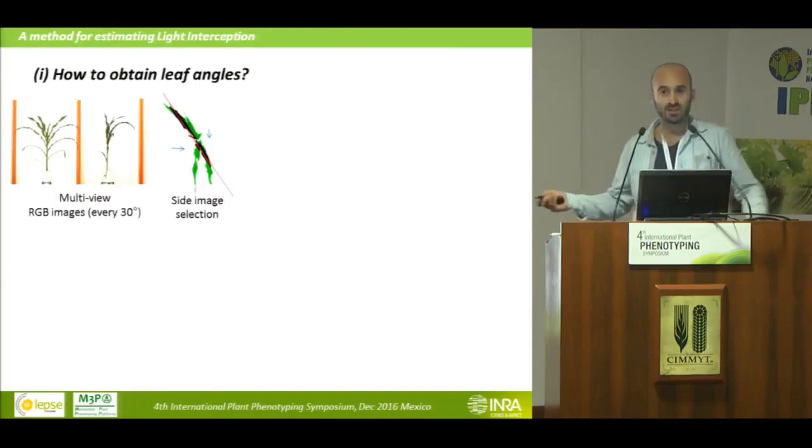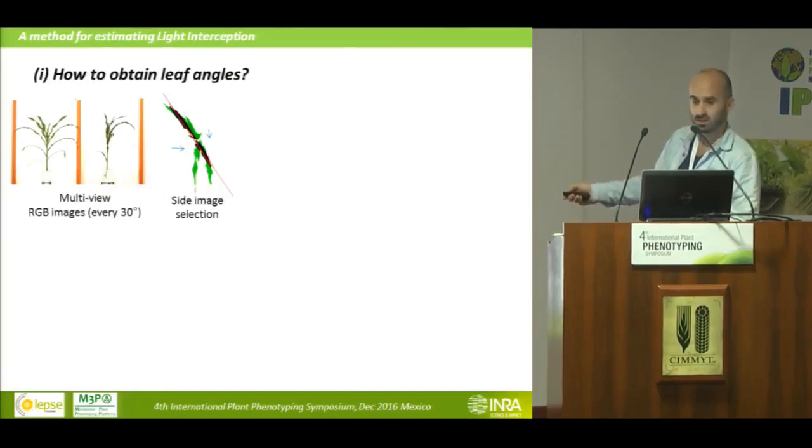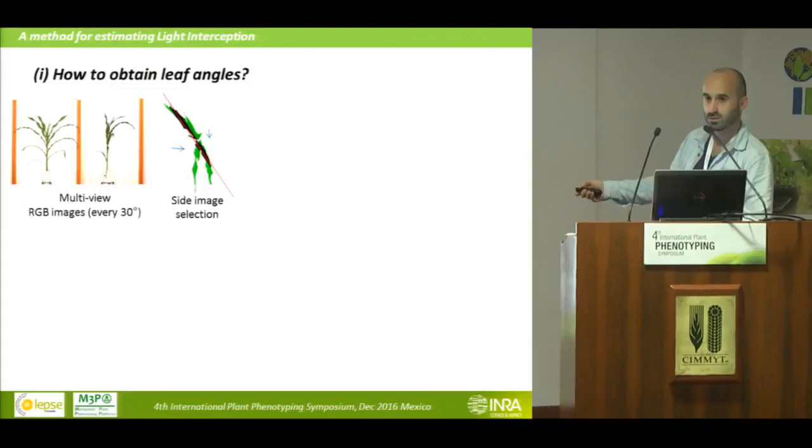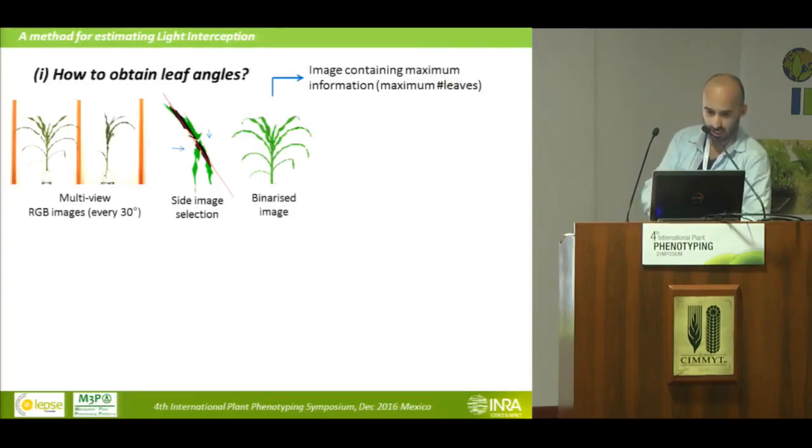Every day we take side images at different angles for each plant. You can see here that this image is showing a lot of information. So we see a lot of leaves and which are the angles. On the contrary, this image is not showing too much information. So for choosing the best image for each plant, we use the top image, doing a major axis regression. And then we selected for each plant the best side image.